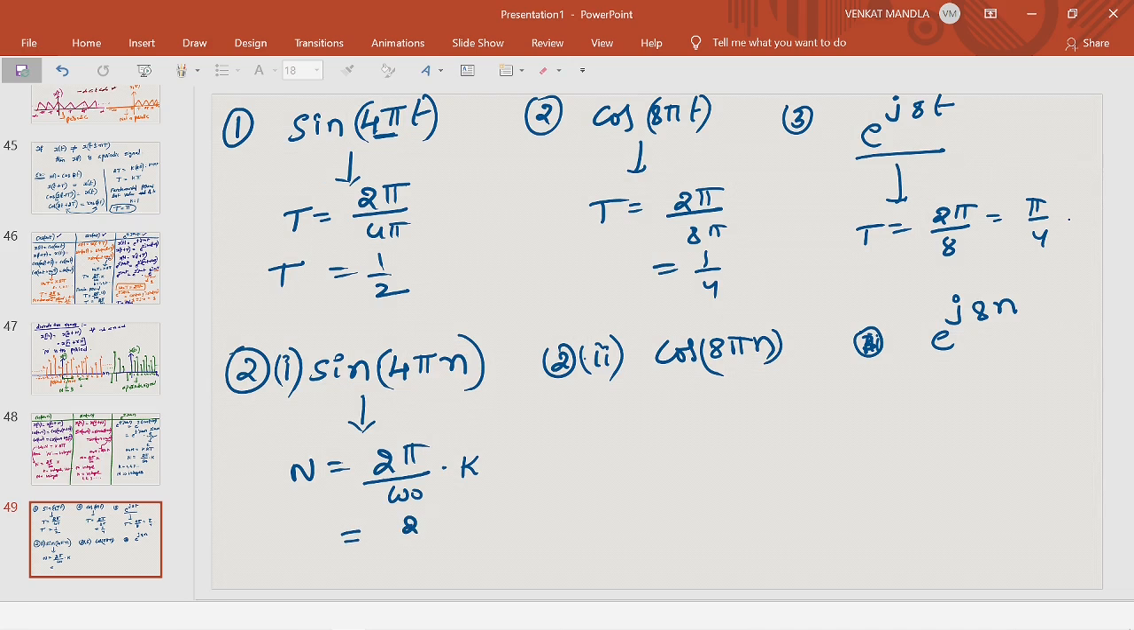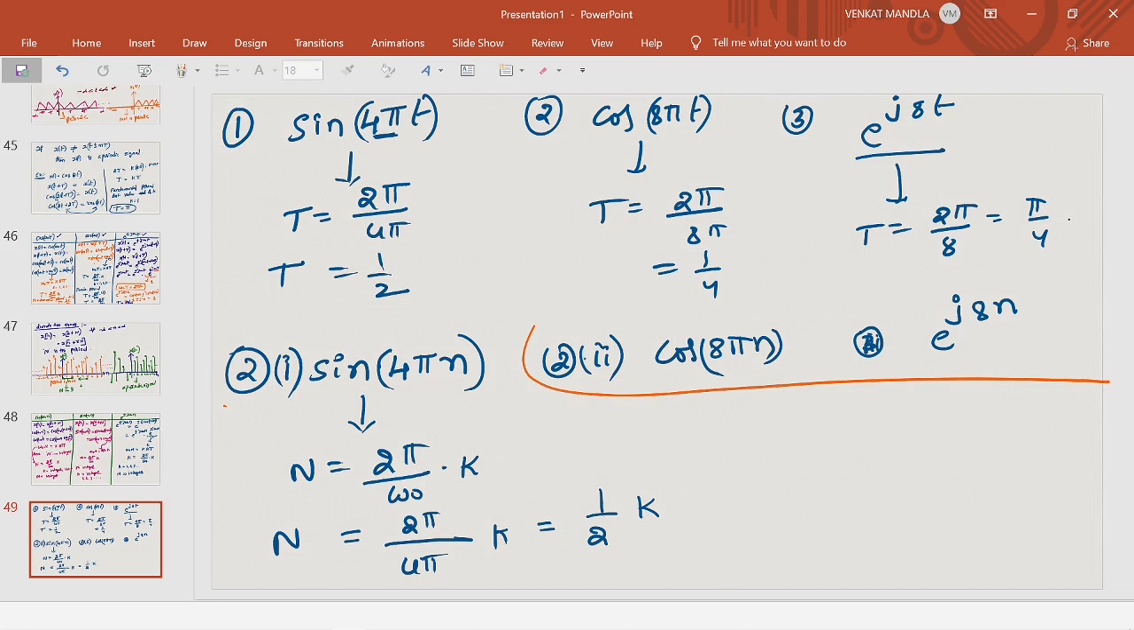So what is 2 pi by omega naught here? 2 pi by 4 pi into k, that is 1 by 2 into k. We'll discuss these two problems in the next slide. So here n equal to k by 2, that is, 1 by 2 into k. For what values of k must n be an integer? K is ranging over integer values: 1, 2, 3, 4, 5 and so on.